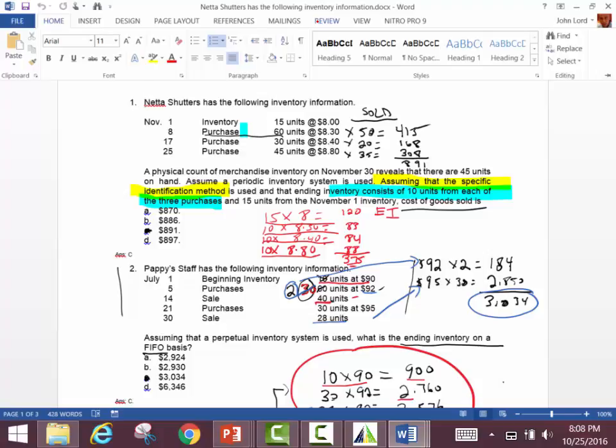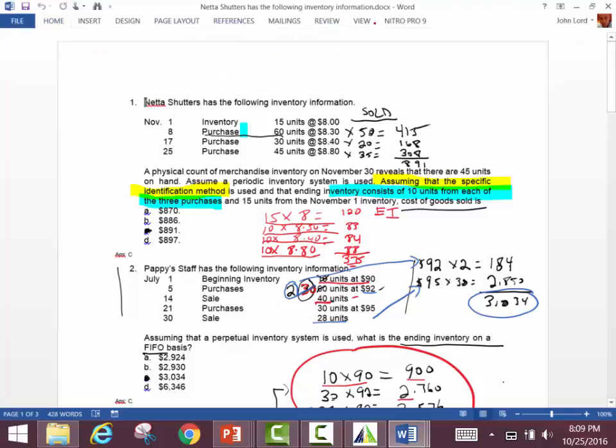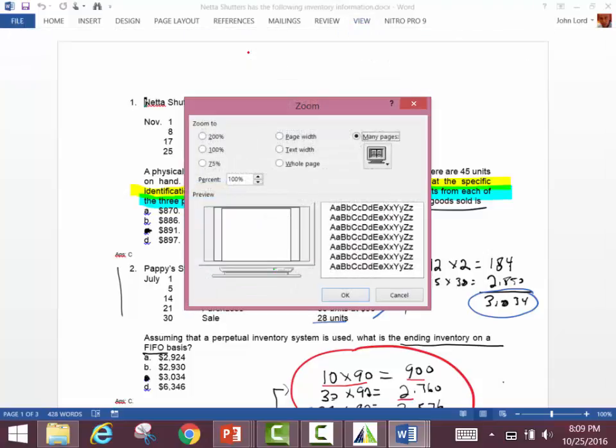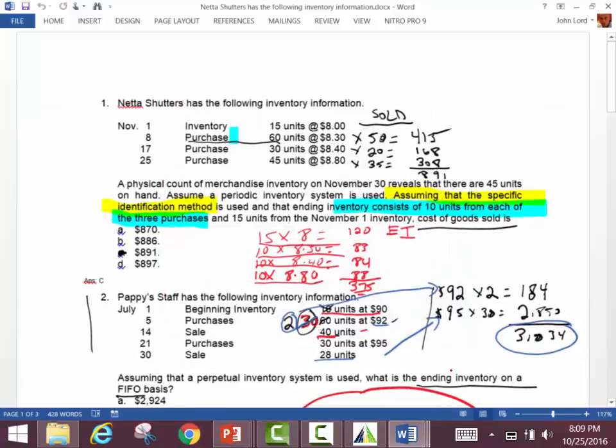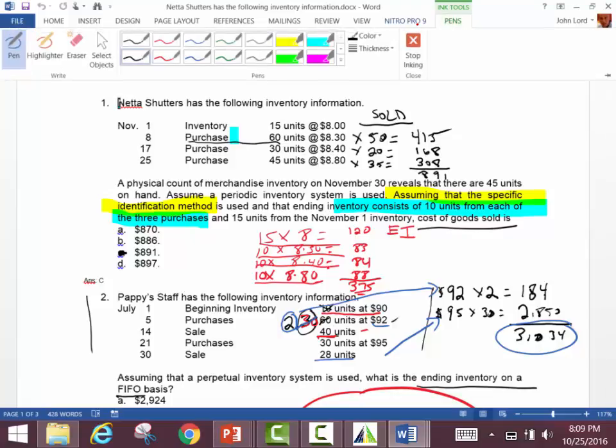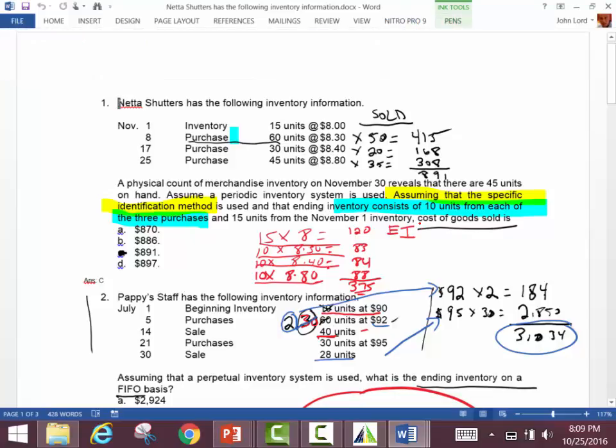What am I trying to do here, though? Home, view, zoom, page width. Okay. Let's just do this. Okay. And I'll do the first one. Then I'm going to start to ask for some help. Okay. So let's take a look at this one. And they're asking us here what? The cost of goods sold. Okay. So since they're asking me cost of goods sold, let me see.